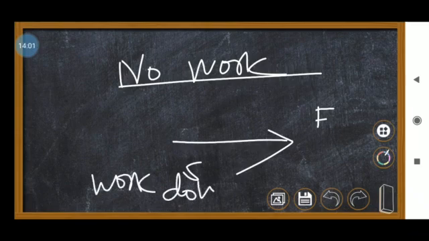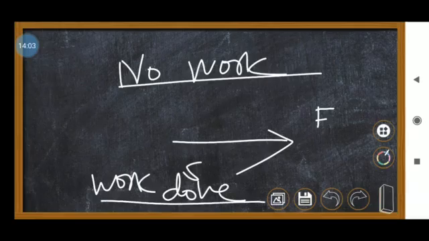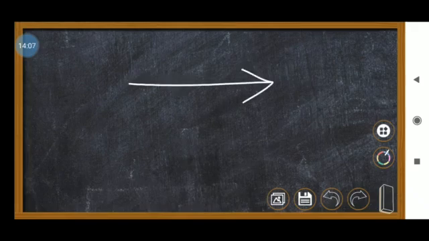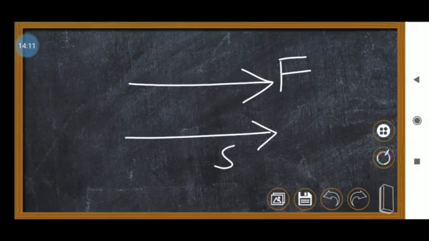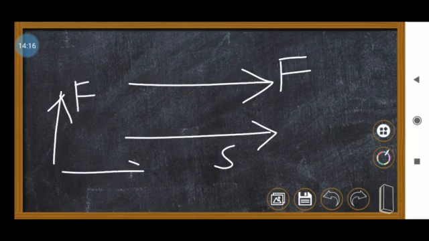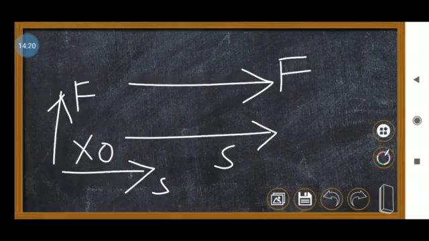So this kind of example is given, and you have to find whether work is done or not. When you apply force in a particular direction, your displacement should be along that direction. When the force acts in one direction and the displacement is perpendicular, we cannot consider it work, so work done is zero. This is the right case, and this is the wrong one: no work done.